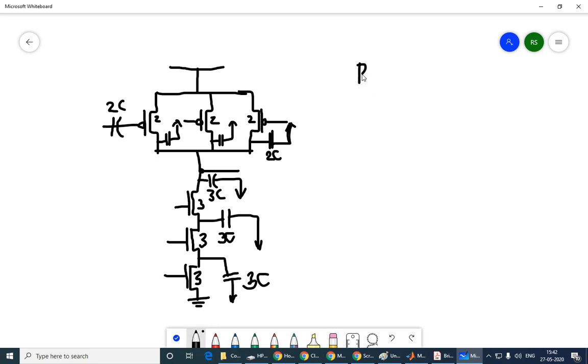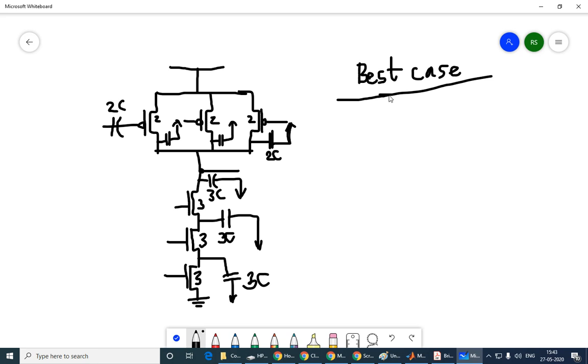Let us start with the best case. Okay, rising transition. So what is the meaning of best case and worst case? It's very simple. There are three parallel branches, and of these three parallel branches, the worst case is when only one branch is conducting.